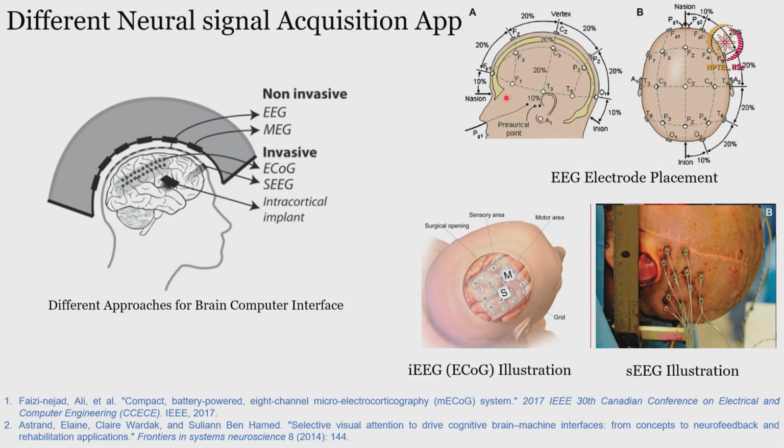In this one, what we see is there is a 10-20 system, right. This is a 10-20 system. Based on that, where to put the electrodes and how to acquire the signals.